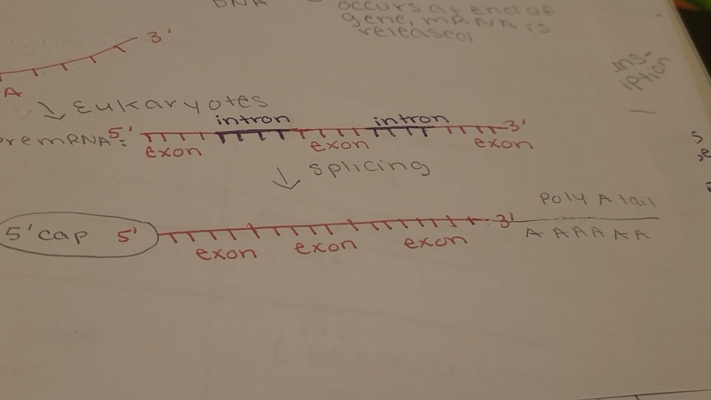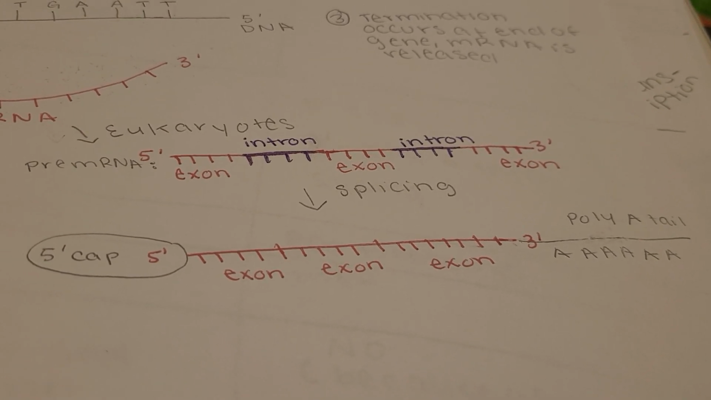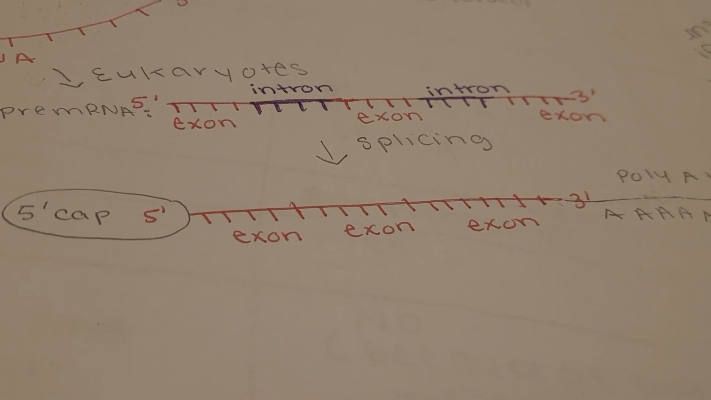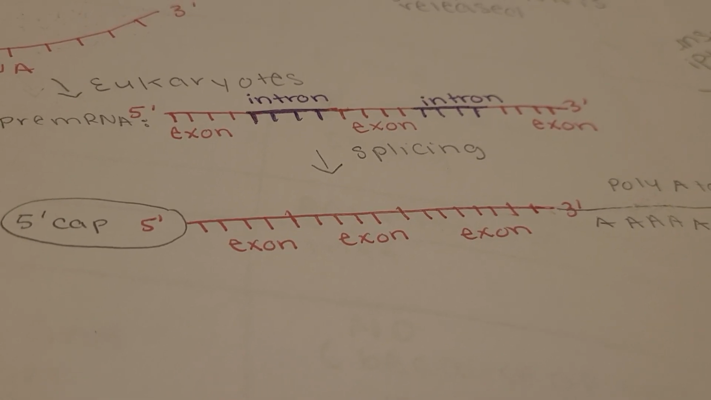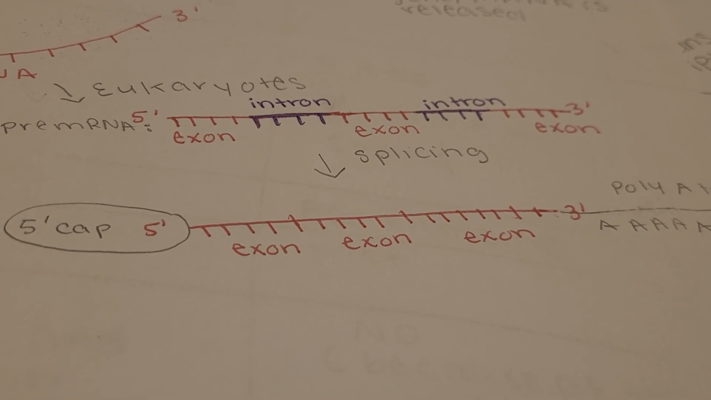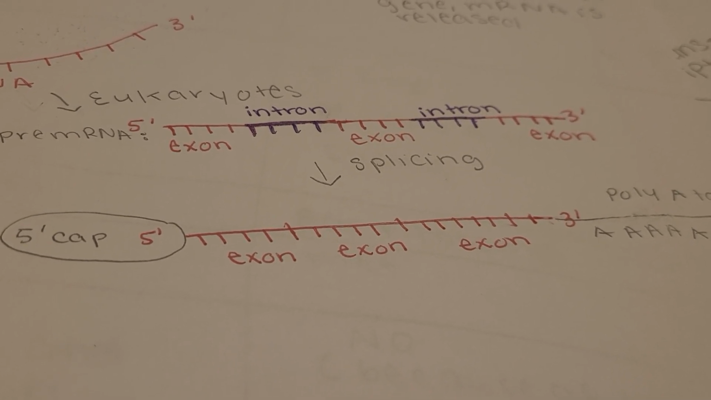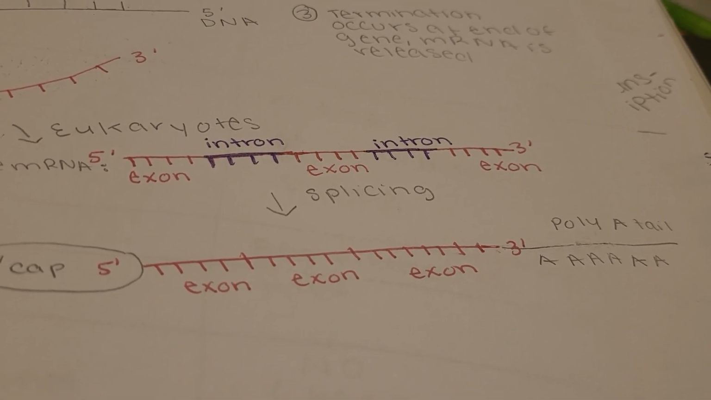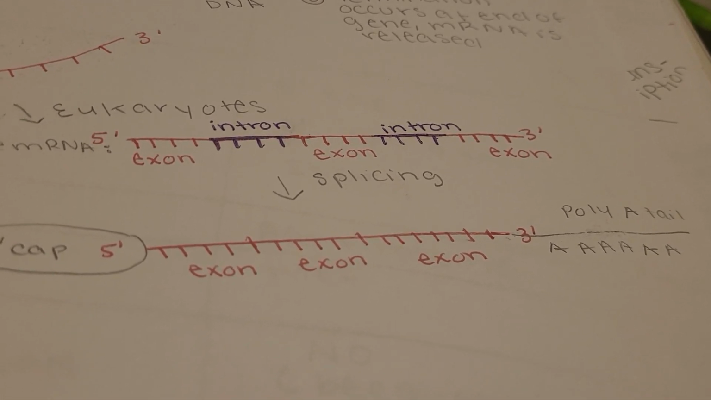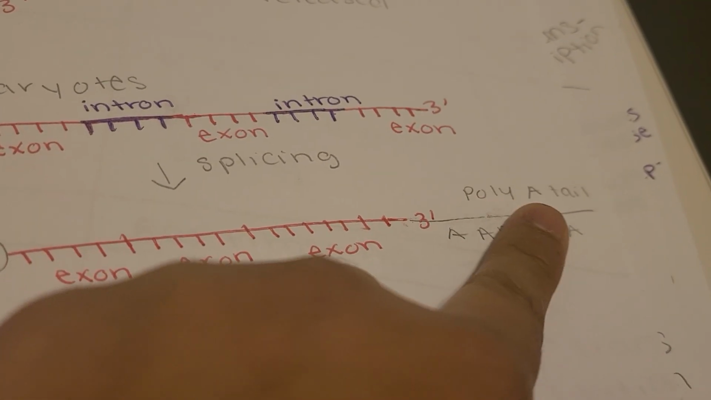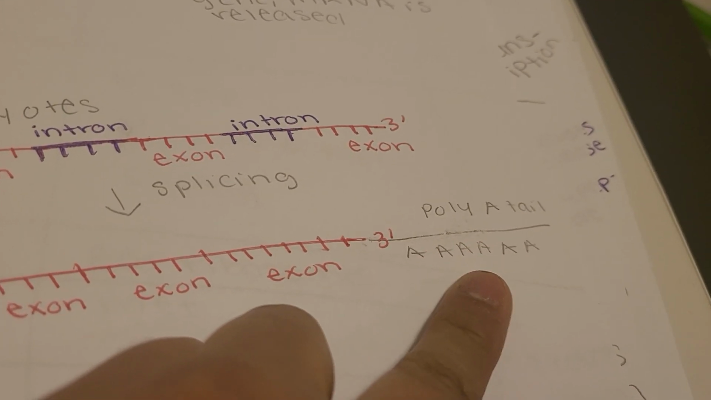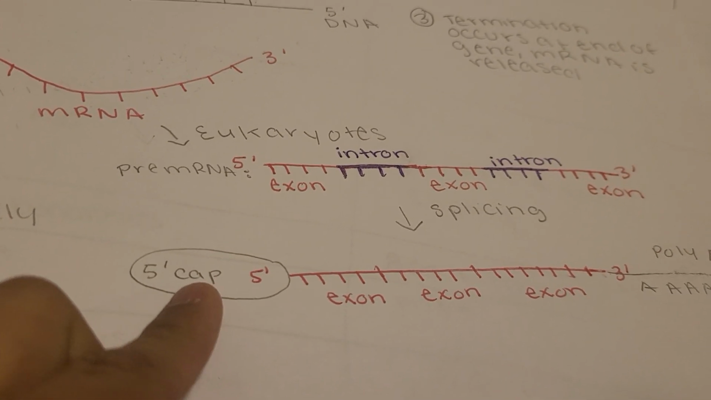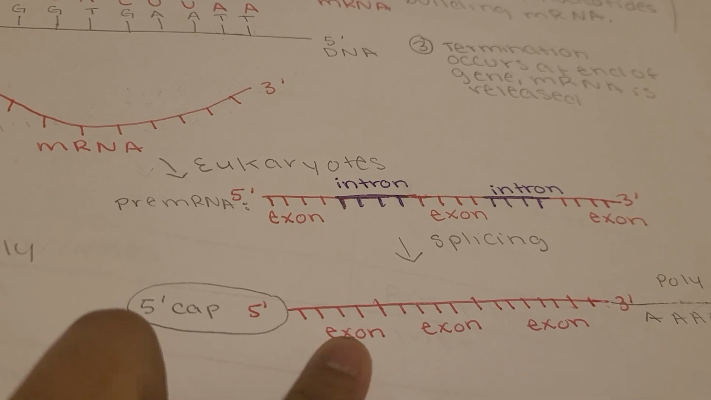In addition, eukaryotes also have a 5 prime cap and a 3 prime poly A tail that is added to the ends of the mRNA, which improves stability to be used again and again. So right here we have the poly A tails, and right here we have the 5 prime cap.